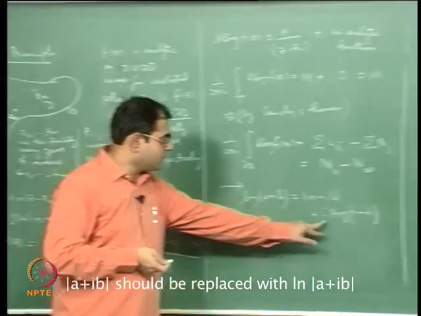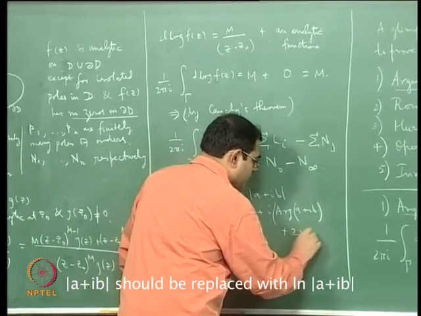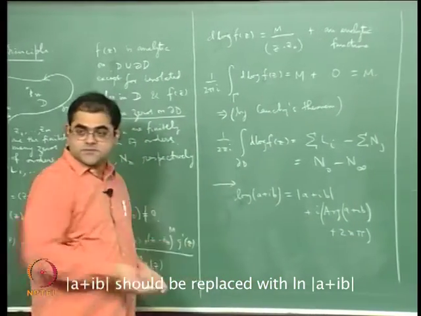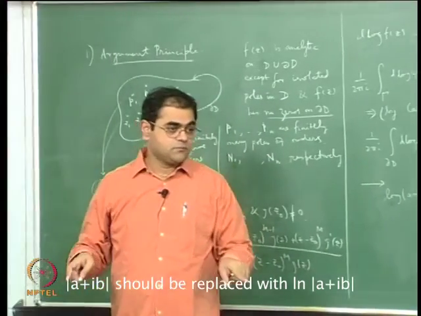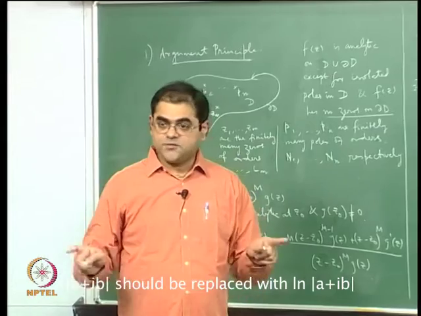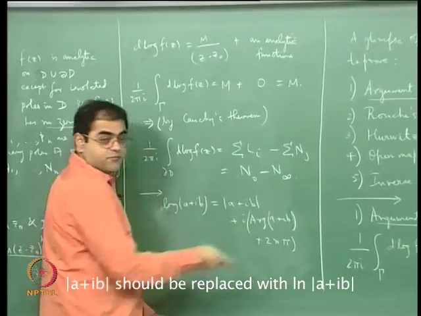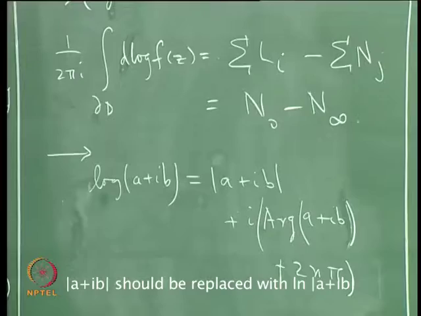In fact you can add to this argument, you normally add plus 2 n pi, and various values of n are supposed to give you the various logarithms. The only requirement is that a plus ib should not be the 0 complex number. The problem is that when it is 0, the argument of 0 is not defined. The modulus of 0 is of course defined, but the argument is not, so it should not be 0.